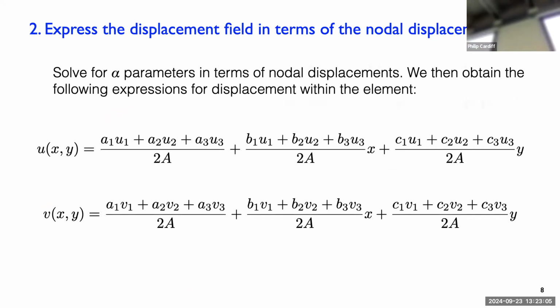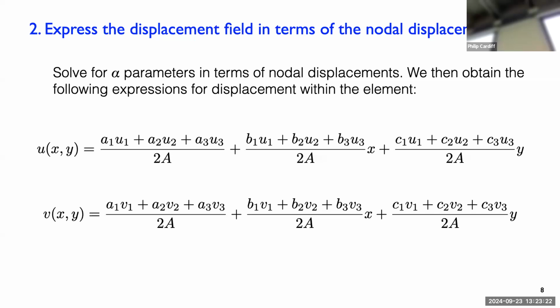So after doing that and subbing everything in, you'll find that the X displacement varies as a function of X and Y in the triangle, as a function of these 3 terms. So notice we have X here, Y there. And then what are all of these things?